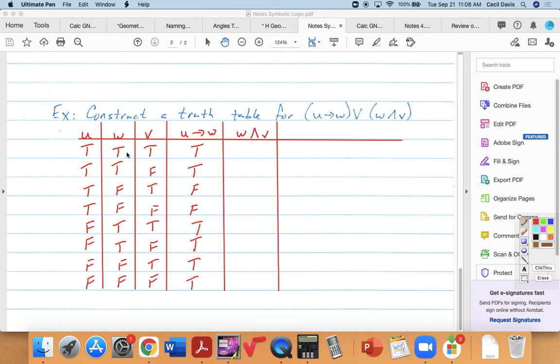So I need W and V. What's the only way that that's going to be true? If they're both true. So W and V both true here. They're not both true there. Not both true. Not both true. Here they are both true. And then not and not and not.